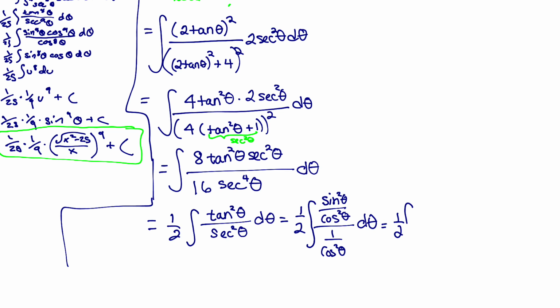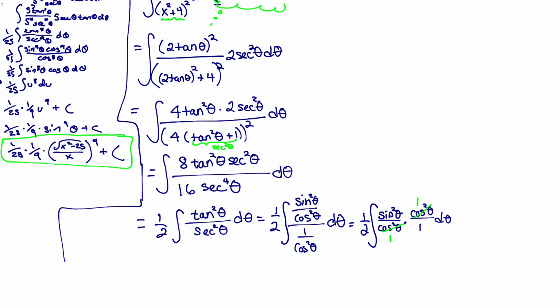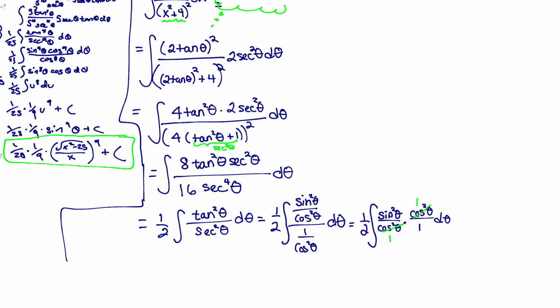That's going to be 1/2 times the integral of sine squared theta over cosine squared theta times flip and multiply, cosine squared theta over 1. So that allows us to cancel cosine squareds. And so it looks to me like what we're integrating is just 1/2 sine squared. Is that what you got, Zach? Did you get 1/2 sine squared, or am I missing something?